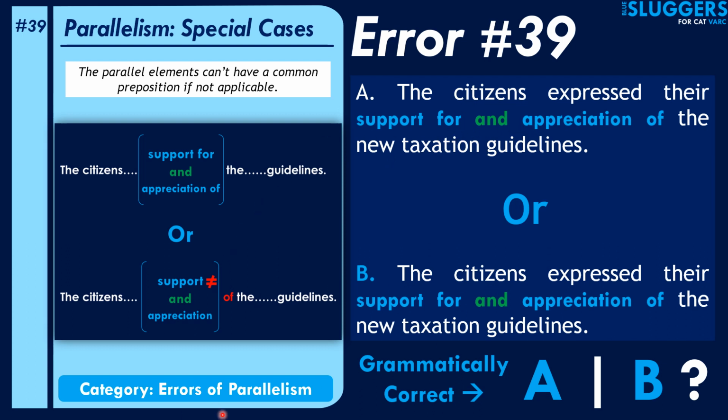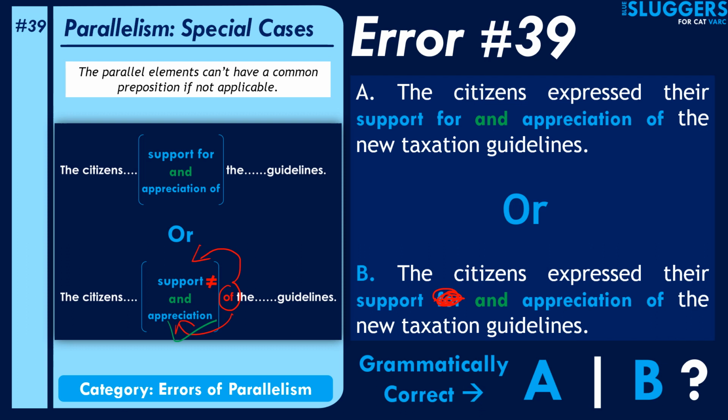Let's suppose you wrote it like this, without this word here: the citizens express their support and appreciation of the new taxation guidelines. It will be considered grammatically incorrect, because that would imply that you have used "of" in a common sense for the word support as well as appreciation. So far as appreciation is concerned, there's no problem; "appreciation of" works. But it also seems to imply that you're using the preposition "of" with support, "support of", which does not make sense here.